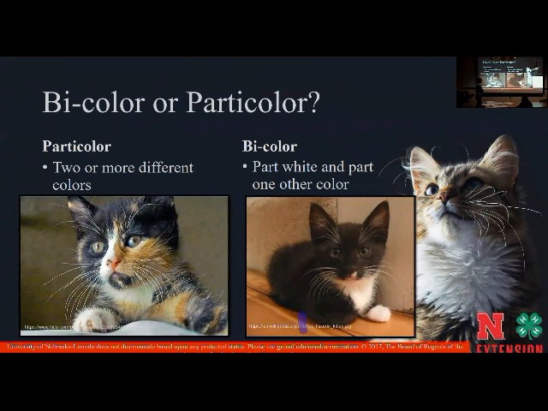And then our bicolor or party colored cats. These would be cats with blotches of two or more different colors, so we can see a combination of colors on the cat. A bicolor would be like the tuxedo cat that's black and white, or different combinations. And then party color would be multiple colors on the cat. So we can see that color pattern or type of cat colors in our cats.